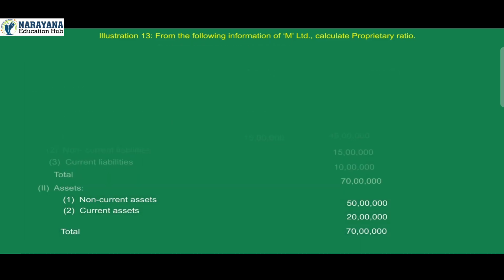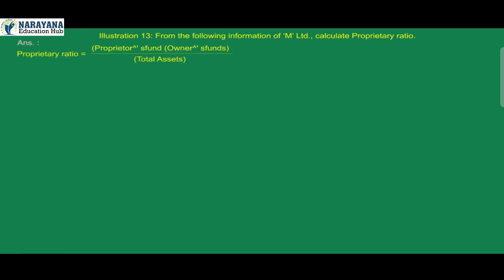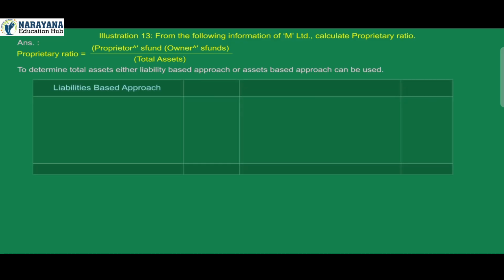Total, 70 lakh. Answer. Proprietary ratio is equal to proprietor's funds, that is owner's funds, divided by total assets. To determine total assets, either the liabilities-based approach or the assets-based approach can be used. Liabilities-based approach, amount. Assets-based approach, amount.